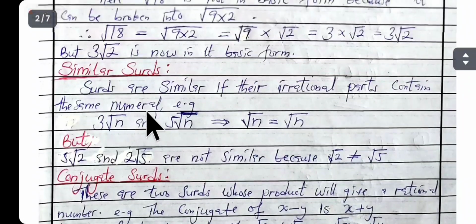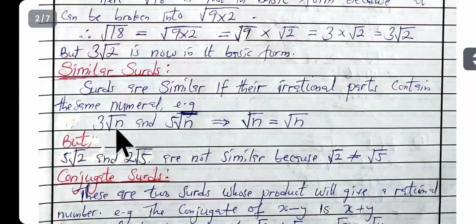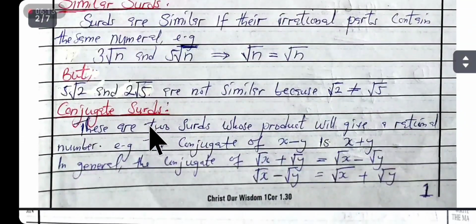So we said similar surds: two surds will be similar if their irrational part is the same. You discover that 3 root n and 5 root n, their irrational part is root n. The irrational part of 5 root n on this side is also root n. So the root n here has root n, here has root n, so therefore they are similar irrespective of the rational part that is outside. If the irrational parts are the same, then they are similar. Okay, so that is what we have.